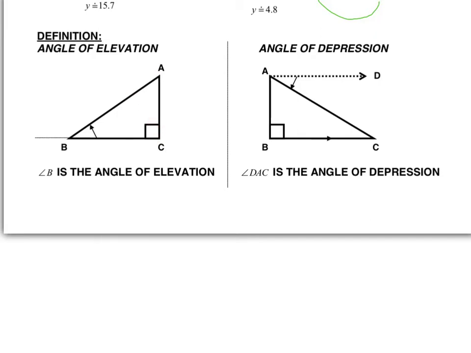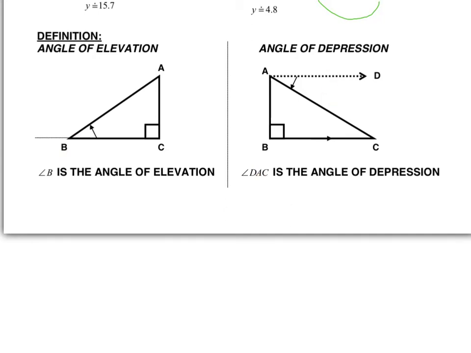Then we have angle of depression, and again, that's the opposite. That's when you're up in an elevated location and you are looking down. So you would be looking straight out, and then it's the angle that you would be looking down towards an object. So in that case, that would be like you were in the CN Tower, and you were looking down towards maybe your house or a boat on Lake Ontario. So if you look, we've labeled them here. Right here we have angle B is the angle of elevation, and angle DAC is the angle of depression.